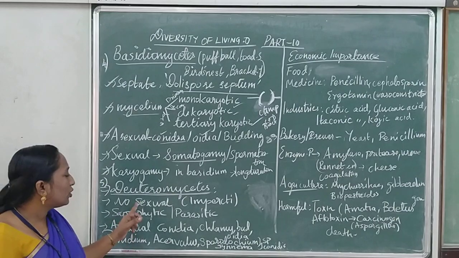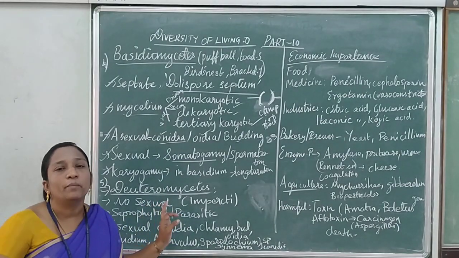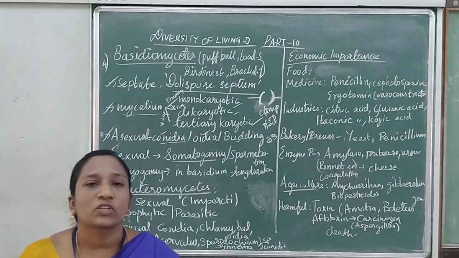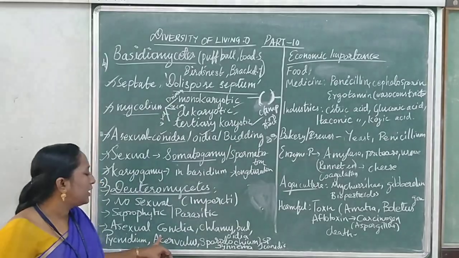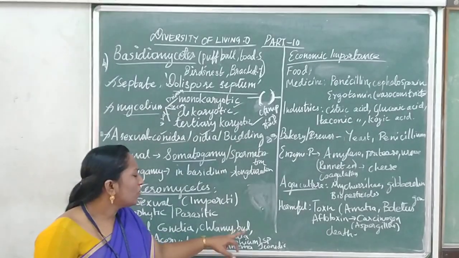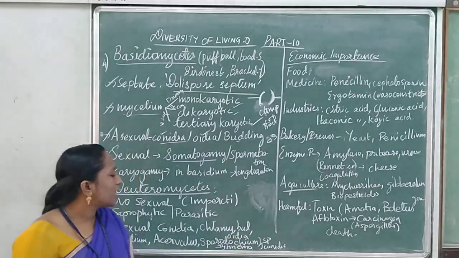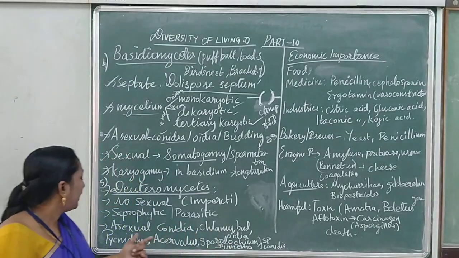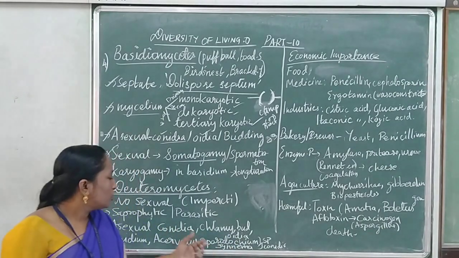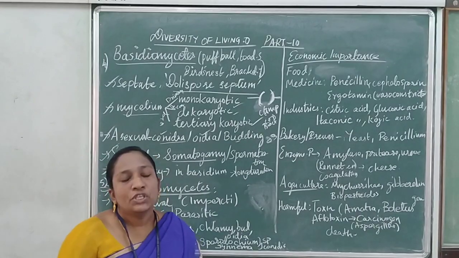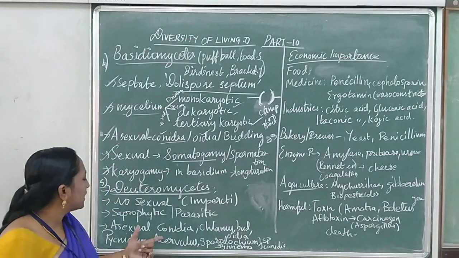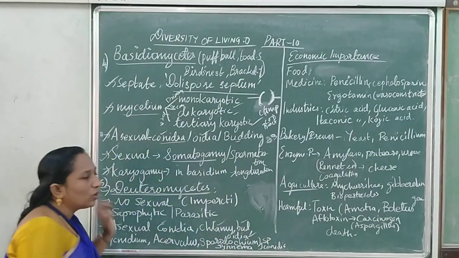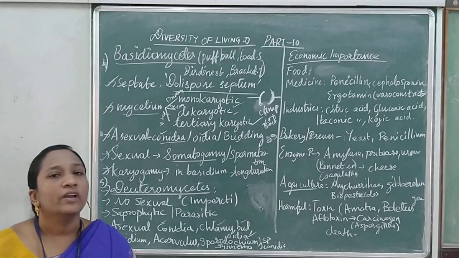Here there is no sexual reproduction, so how do they maintain the species? By means of asexual reproduction. Here the asexual reproduction is by conidia, chlamydospores, bud formation and oidial formation. These special organs are formed in the asexual mode of reproduction. Because of this process, a new species is formed. So conidia, chlamydospores, buds and oidia are the varieties of asexual mode of reproduction.